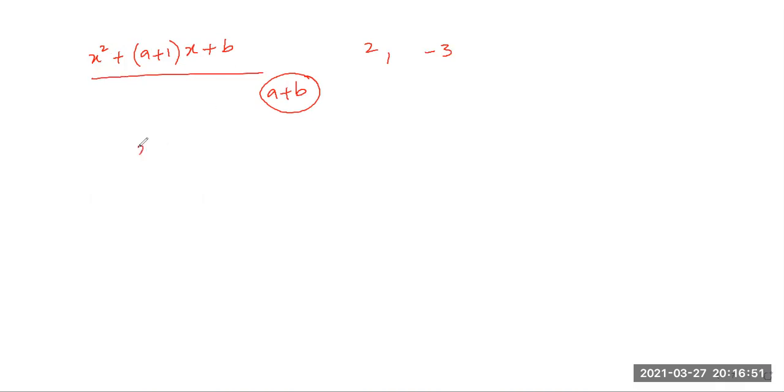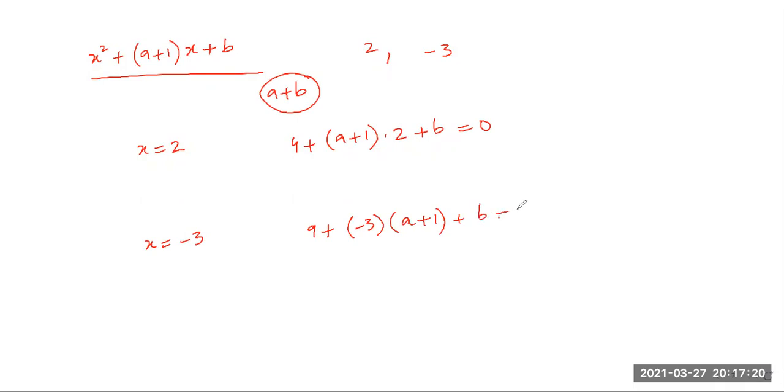That means two values of x for which this polynomial will be 0. So when I put x is equal to 2, this polynomial must be 0. That means 2 squared plus a plus 1 into 2 plus b should be equal to 0. And when I put x is equal to minus 3, again x square, minus 3 square is 9, plus minus 3 into a plus 1 plus b should also be equal to 0.